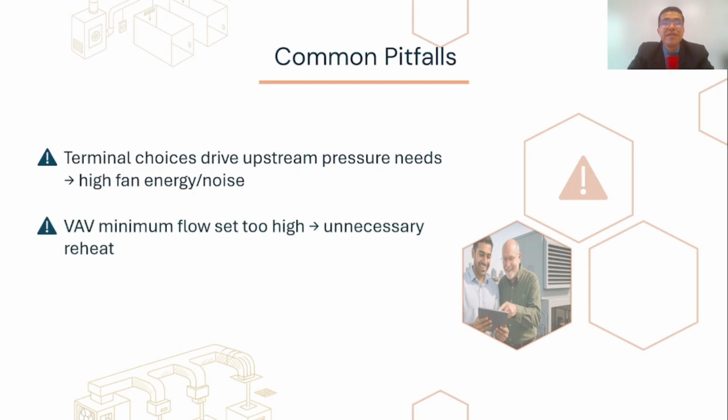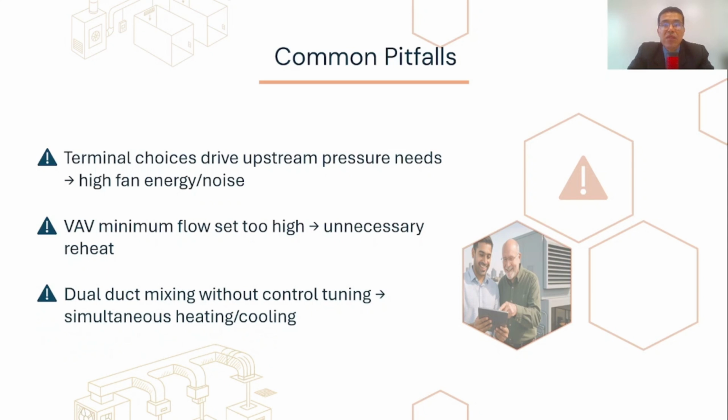In VAV systems, the minimum flow could be set too high, demanding unnecessary reheat to avoid overcooling the space. However, we also need a minimum flow to safeguard the indoor air quality. Dual duct sequences must be tuned to avoid sustained simultaneous heating and cooling.